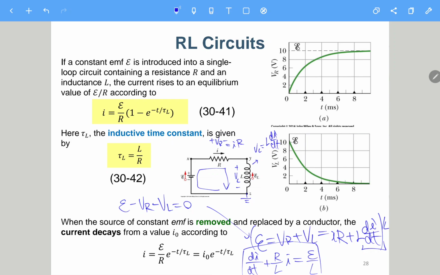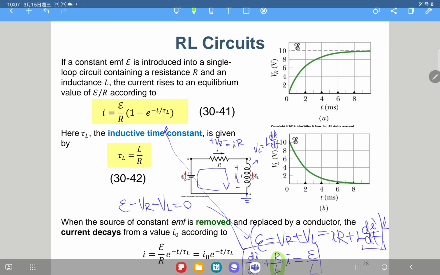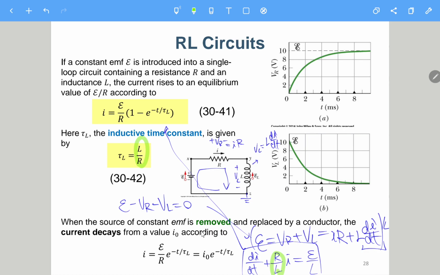Okay, so the solution of this one should be that one. Later on I will tell you why it will be like that. So far you just try to believe it is correct. At least you can see this is R over L, and then we have L over R. So you can see this is like I over tau L. This is called the time constant.